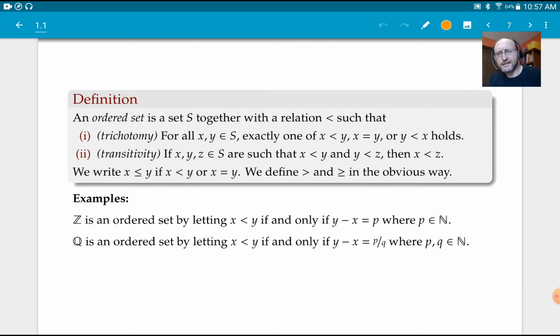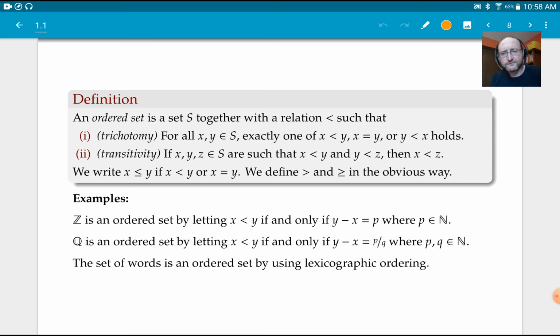The rational numbers are an ordered set. Similarly, x is less than y if y minus x can be written as p over q, where p and q are two positive integers. That's one way to define this ordering. Another ordered set that comes up quite typically, especially in computer science, is the set of words ordered lexicographically. That's a different set, with a different ordering than numbers, but that's an ordered set.